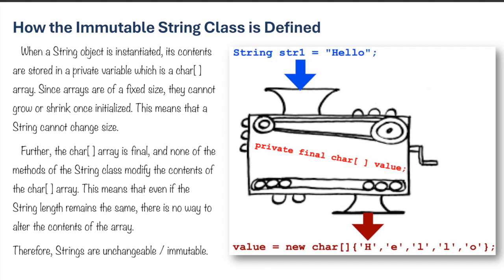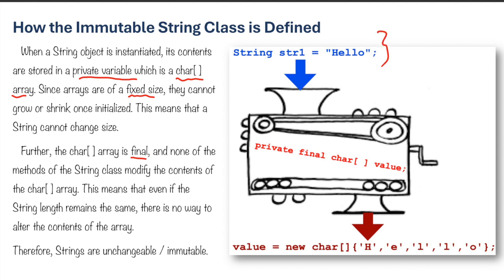When a String object is instantiated, its contents are stored in a private variable, which is a character array. Since arrays are of a fixed size, they cannot grow or shrink once initialized, which means that a string cannot change size. Further, the character array is final. None of the methods of the String class deal with modifying string contents. So even if the string length were to remain the same, there's no way to alter the contents of the array. Therefore, strings are unchangeable, hence immutable.